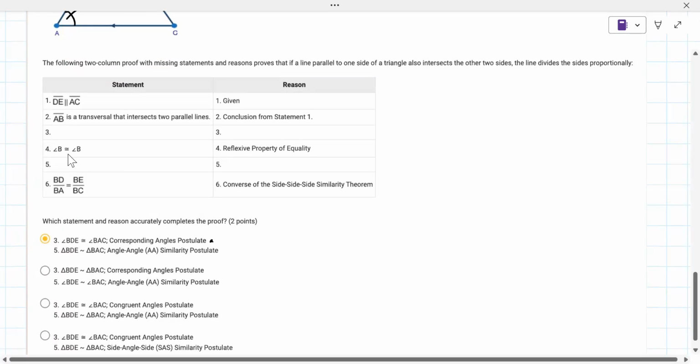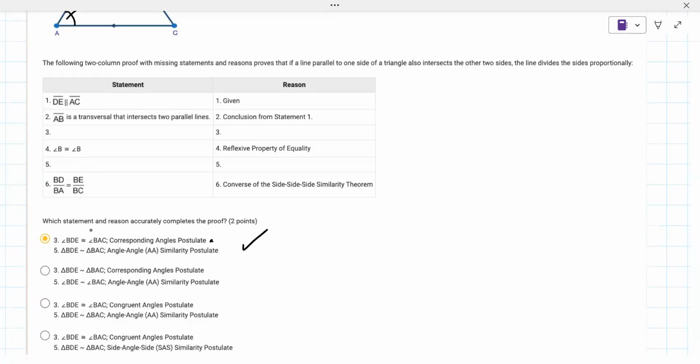We know that angle B is congruent to angle B. That's great. And then we do have to prove the triangles are similar here in 5. That's necessary. So you're looking for one that has a triangle there. And we've got 2 angles, AA. We've got the B angle, and then the one we just proved here in the first step. So that one looks to be correct there.